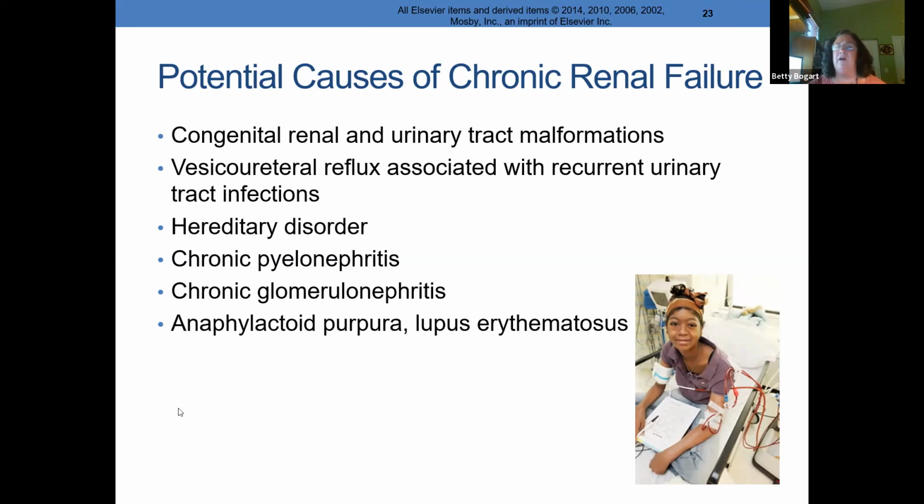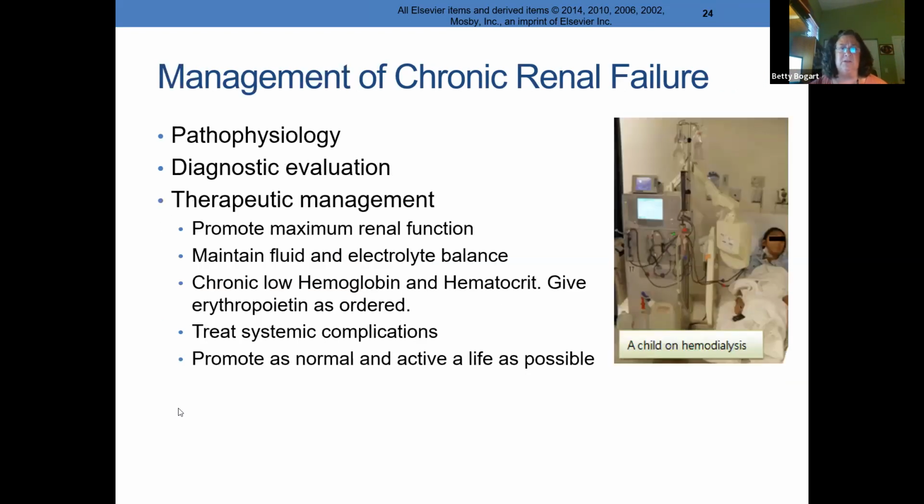Now, if you're having chronic infections, of course, that can cause you to kill your kidneys and go into chronic renal failure. Lupus attacks organs, again, renal failure. And then anaphylactoid purpura, this is when you have that anaphylactoid symptom and it goes to your kidneys and causes your kidneys to be damaged.